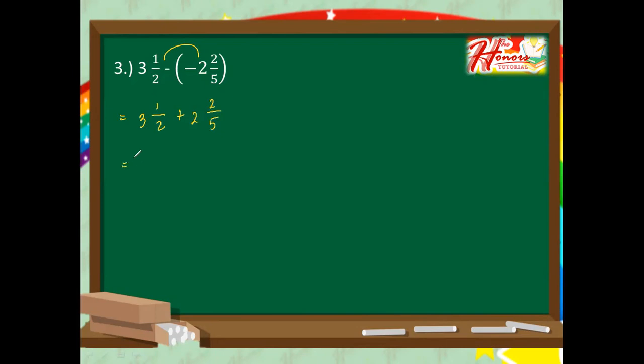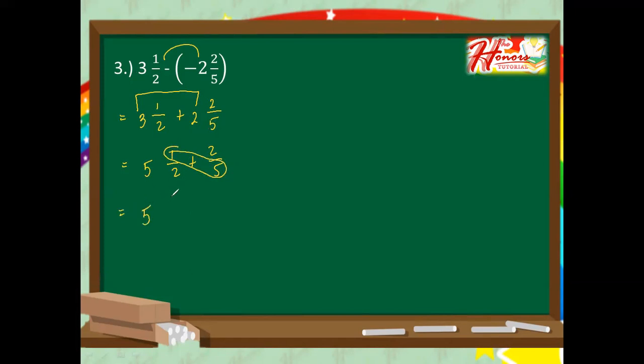And then proceed to our normal operation. Let's add the whole numbers, which is 3 and 2. So 3 plus 2, that's 5. And then let's have butterfly method for 1 half and 2 over 5. Please set aside 5 first. So 1 times 5 is 5. So let's write 5 here, the whole number, which we are referring to.